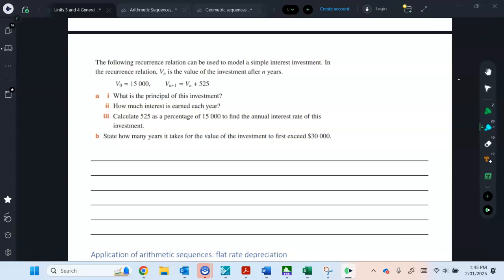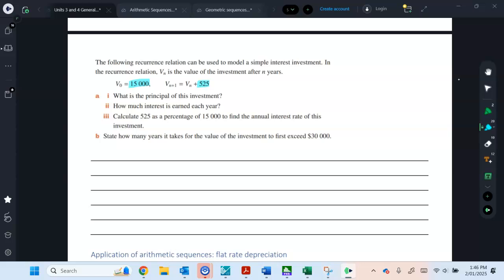What is the principal of this investment? That's your starting value. Usually in an exam, you start off with a very easy question. That sort of question is like a gimme mark, aiming to get close to 100% of people getting it right. So what's the principal? Easy peasy. There it is. How much interest is earned each year? Another easy one, $525. It's just interpreting what is happening with your recurrence relation.